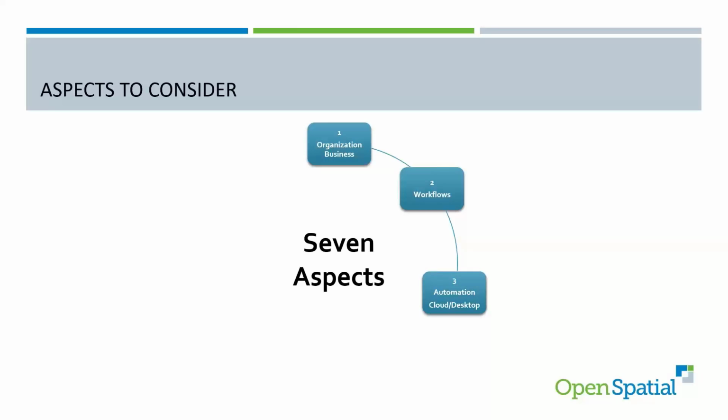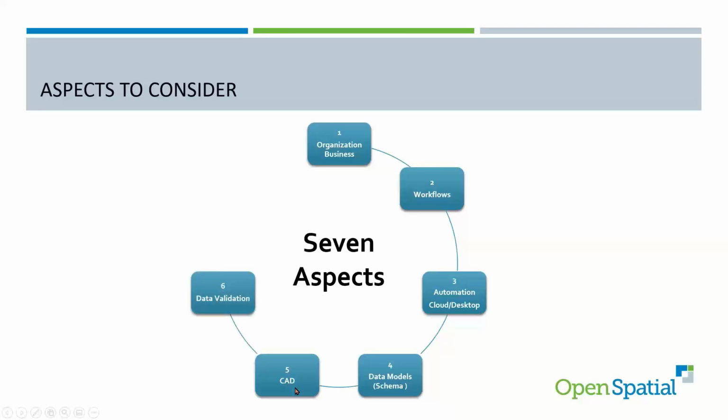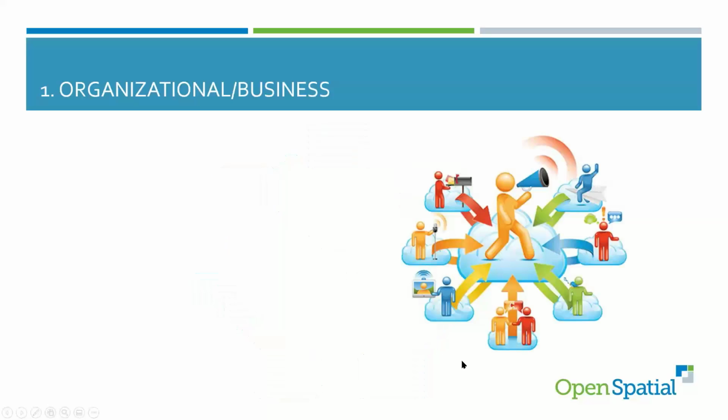So let's step all the way back out of that CAD thing and go to what we're going to look at now. And I'm going to run through each of these. So we look at organizational things, workflows, automation, data models, CAD aspects, data validation aspects, and GIS. So we'll run through each of those, and I'll start with the business.